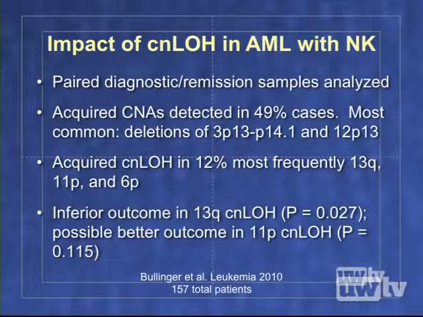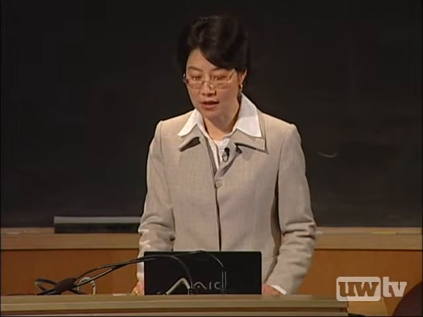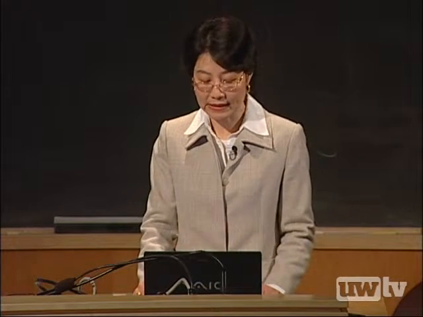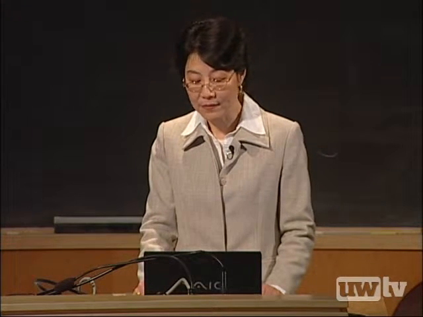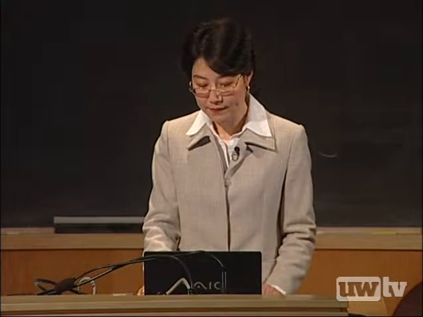And for acquired copy neutral loss of heterozygosity, they saw it in about 12% of the patients, and in particular, the 13q, long arm of chromosome 13, copy neutral loss of heterozygosity is associated with an inferior outcome. And it's statistically significant. Whereas the 11p CNLOH showed a trend for possible better outcome.